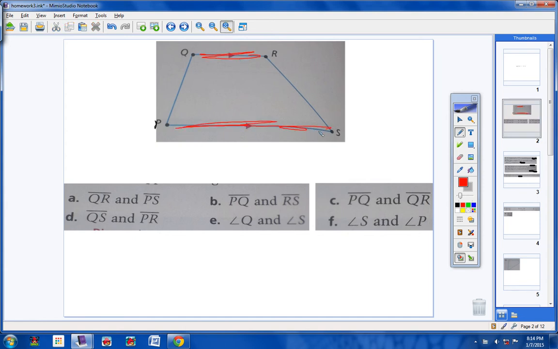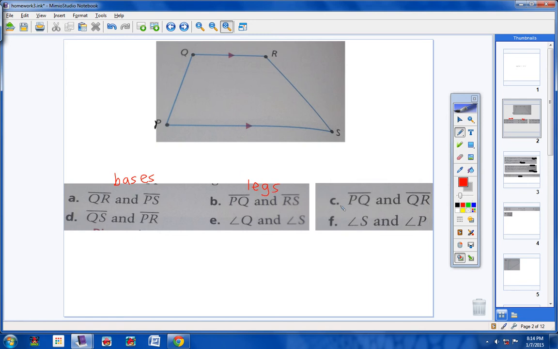Well, we've learned that in trapezoids, the parallel sides are called bases. So these two sides here are called bases. Okay? Alright, letter B, we're dealing with PQ and RS. Well, we've learned in trapezoids, the non-parallel sides are called legs. So these two segments here are going to be called legs.